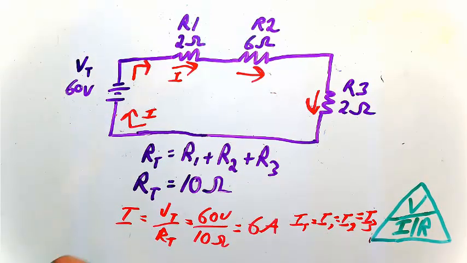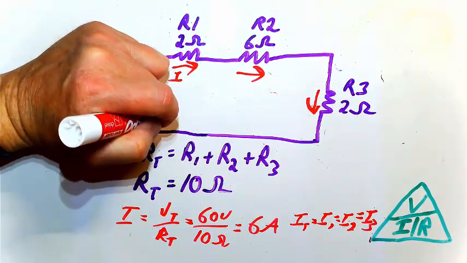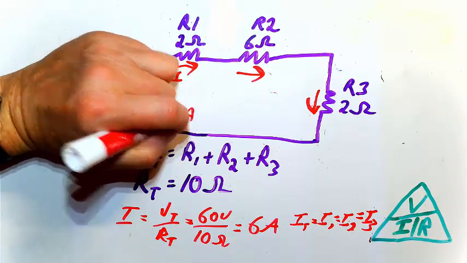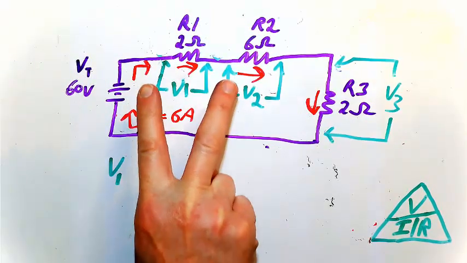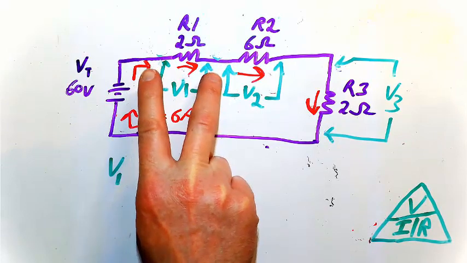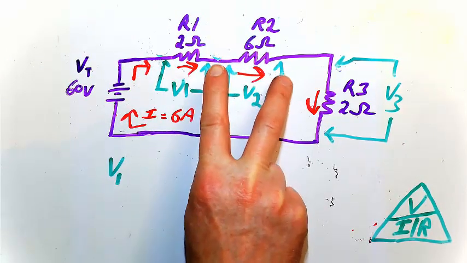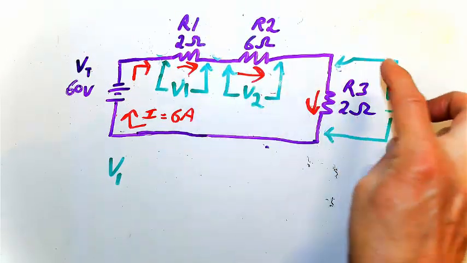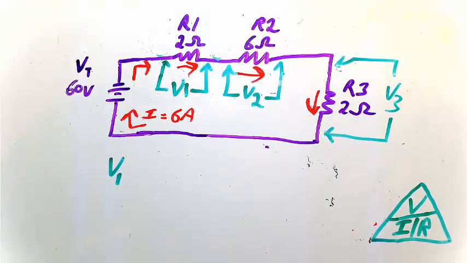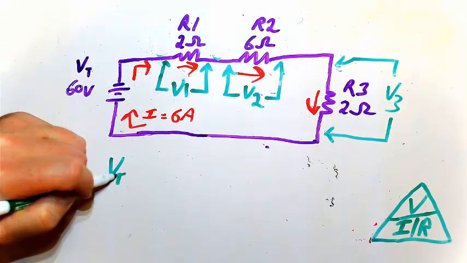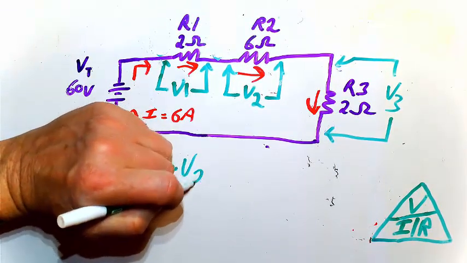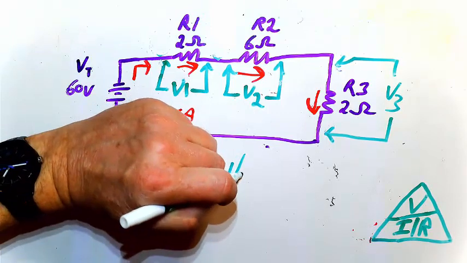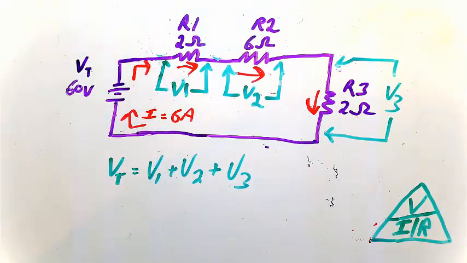Okay, so we know that there's 6 amps going through this circuit. Now we're going to talk about the voltage drops at each component in this circuit. So our voltage drops will be V1 across the first resistor, V2 across the second resistor, and V3 across the third resistor. And the rule is V total will equal V1 plus V2 plus V3. How much is V1?